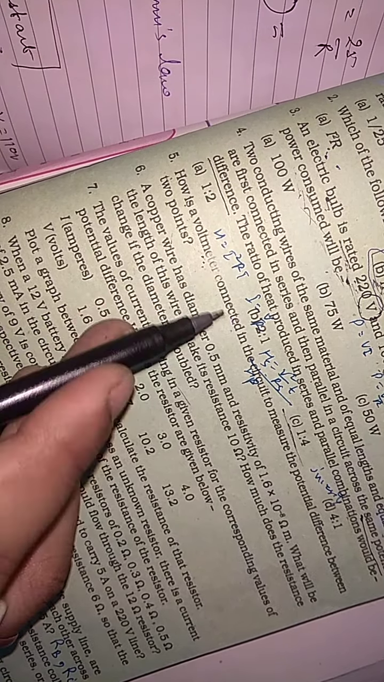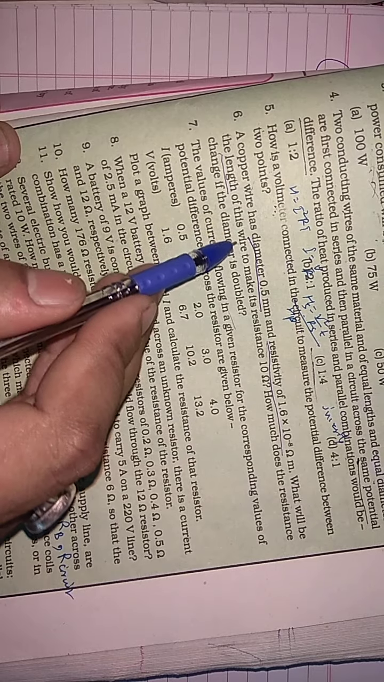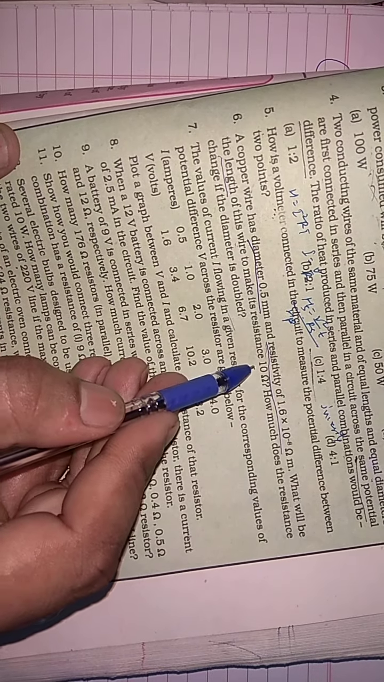Now you can take the screenshot. Now comes question number 6. This is direct formula based. Question number 6, please read along with me. A copper wire has a diameter and resistivity. What is resistivity? It is rho. What will be the length? We have to find L, the length of this wire, to make its resistance 10 ohm.